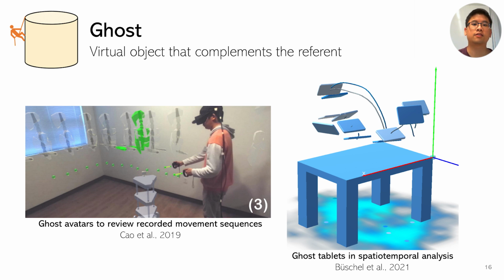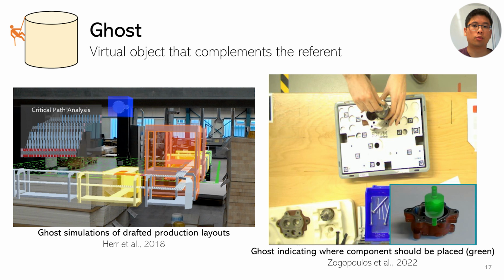A familiar use of ghosts is to show where objects or people were at a previous point in time. This may be to review a motion sequence that was just recorded, or to provide more context when analyzing spatio-temporal data. Ghosts can also show where objects can or should be in the future. For example, they can be used to aid in planning factory layouts, or to indicate where some physical object needs to be placed in an assembly task.